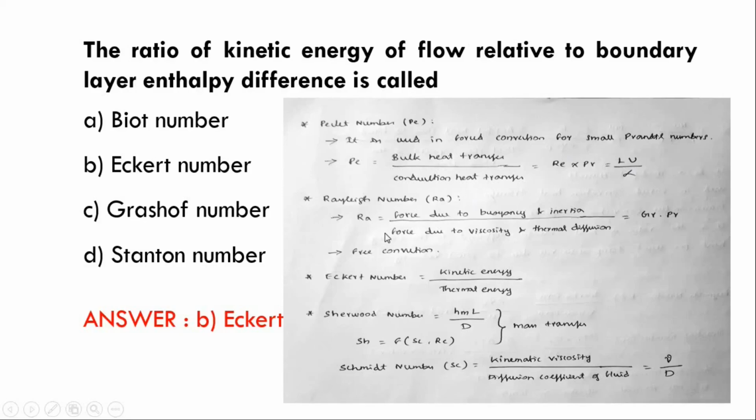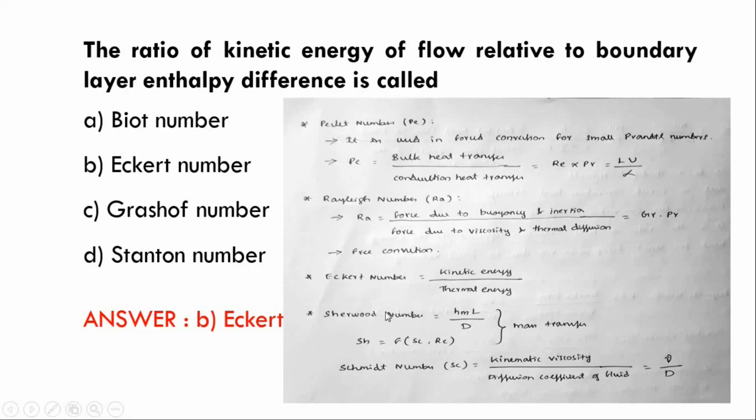And the Rayleigh number. Okay, so the Rayleigh number is used in free convection, right? That also we have not discussed, so that's why I have included it. The Rayleigh number is the ratio of, you can write, force due to buoyancy and inertia to the force due to viscosity and thermal diffusion. The Rayleigh number is a product of Grashof number and Prandtl number. It is applied in free convection heat transfer. And the Eckert number, so actually this question, you can write it is a ratio of kinetic energy of flow related to the boundary layer enthalpy difference, or you can write kinetic energy to the thermal energy also.